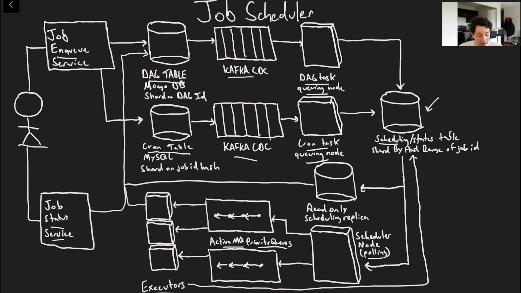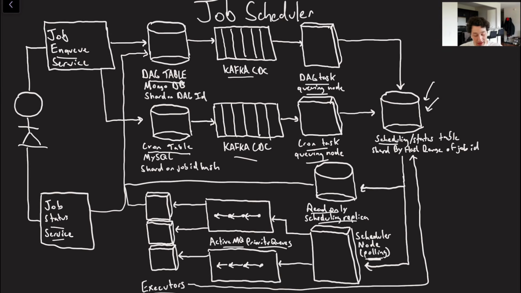Additionally, we've also got some read-only scheduling replicas, which we're going to be using for our job status for users, right? Because I mentioned if the user is actually reading from our main table over here, now we're adding a bunch of additional load, and that's not necessarily a good thing. We want that polling process to be as fast as possible so that we can enqueue as many jobs as possible in a short interval.